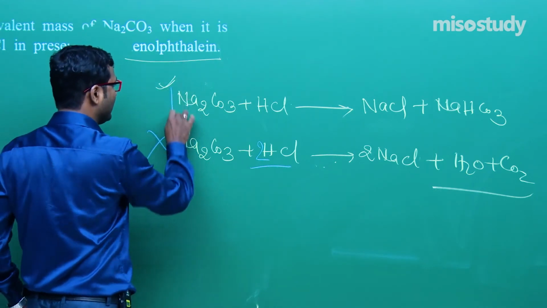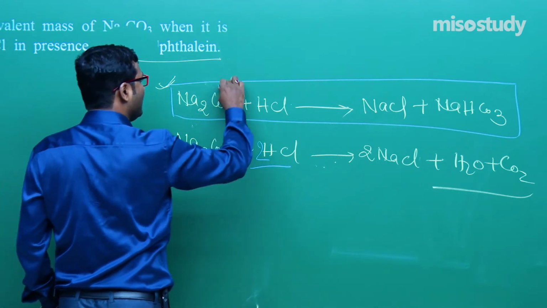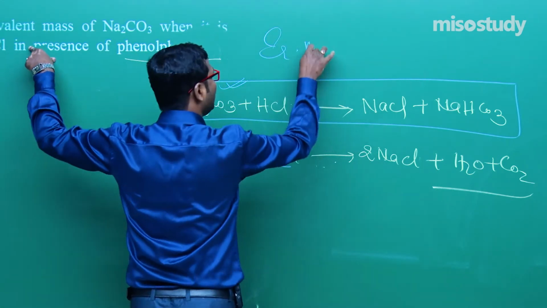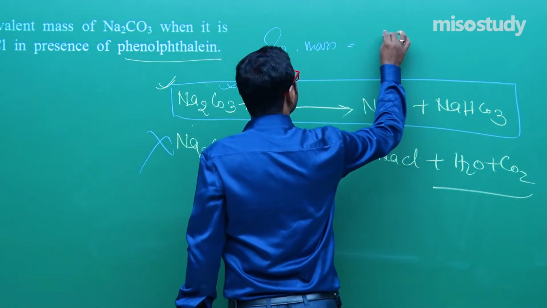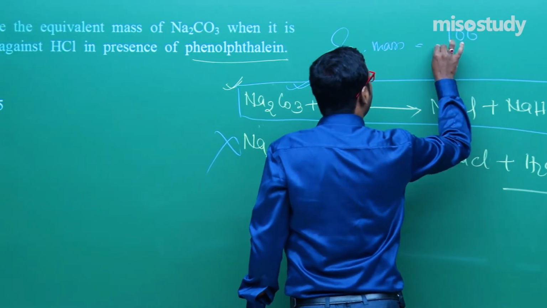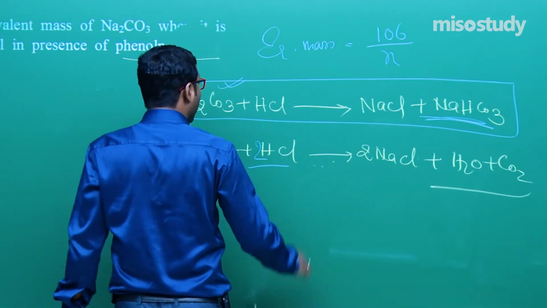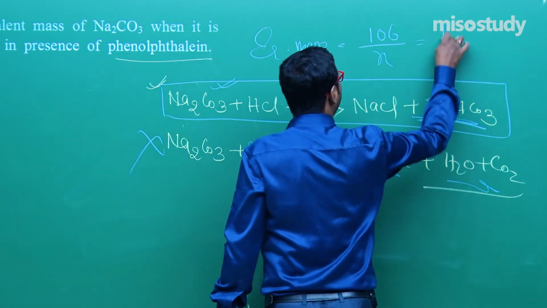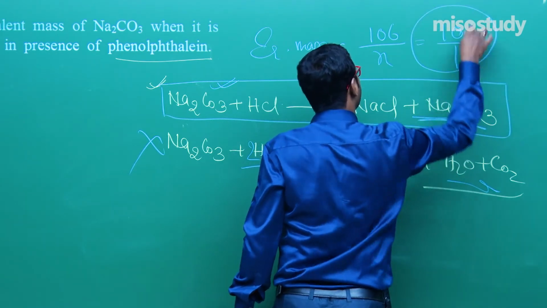Here phenolphthalein is an indicator, so this is the reaction. So in this case, what will happen? The equivalent mass given here is equal to the molecular mass. Molecular mass is 106 upon n, and here it forms NaHCO3, not NaCl, not H2O or CO2. So the value of n is 1. Remember this, 106 upon 1.